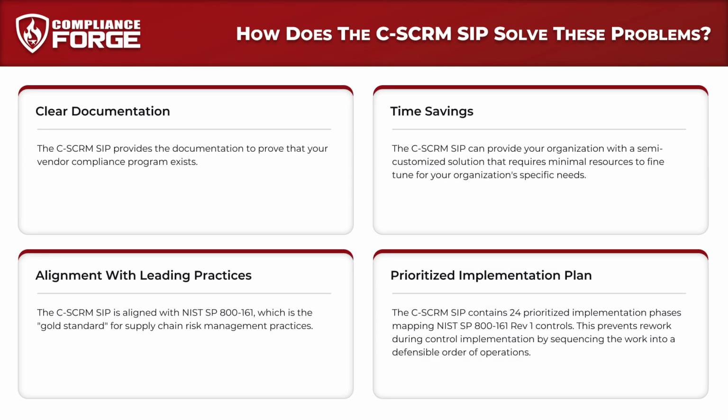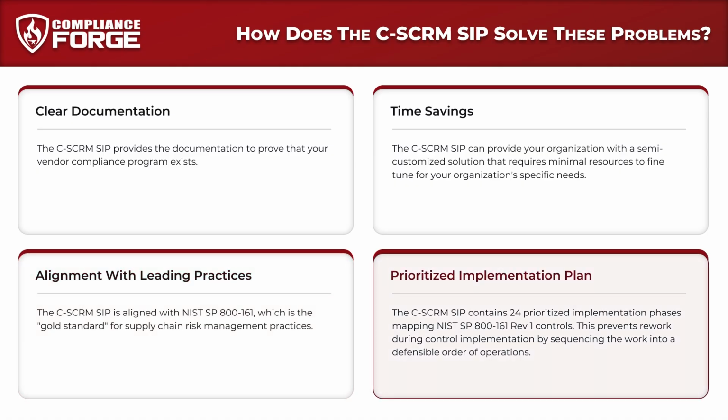The C-SCRM SIP addresses supply chain documentation gaps with specific, measurable outcomes. The first is clear documentation. The C-SCRM SIP provides the documentation to prove that your vendor compliance program exists. The second is time savings. It is a semi-customized solution that requires minimal resources to fine-tune for your organization's specific needs. The third is alignment with leading practices. The C-SCRM SIP is aligned with NIST 800-161, the gold standard for supply chain risk management practices.